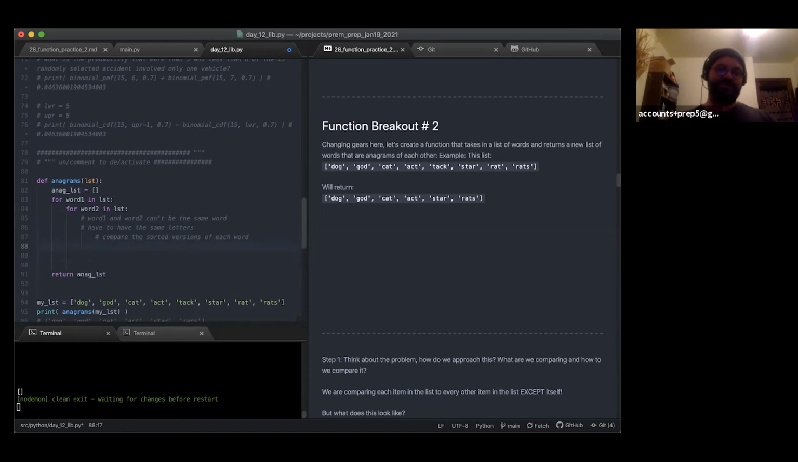So one person suggested that we compare word one and word two like this. If word one equals word two, continue. I think this is what they do in the example of this one, if memory serves. What I'm going to say is if they're not equal, then I'm just going to continue my writing under this loop. So if they're not equal, then I can go on to comparing them, or actually comparing their sorted forms.